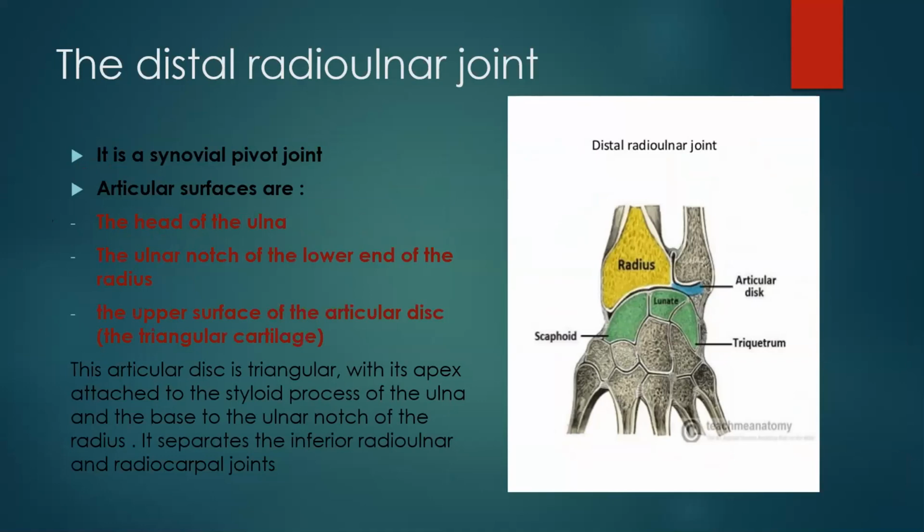Articular surfaces are the head of the ulna, the ulnar notch of the lower end of the radius, and the upper part of the articular disc, the triangular cartilage. This articular disc is triangular with its apex attached to the styloid process of the ulna and the base to the ulnar notch of the radius. It separates the inferior radioulnar and radiocarpal joints.